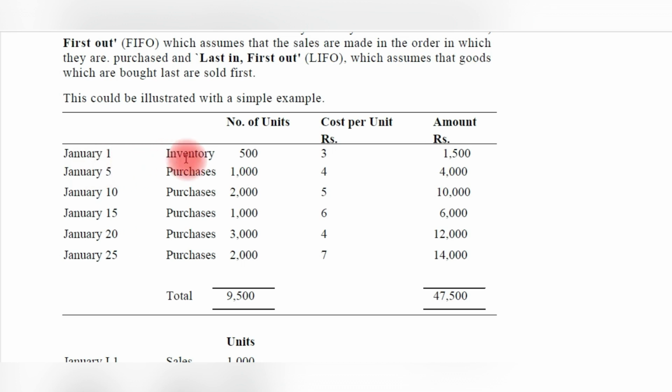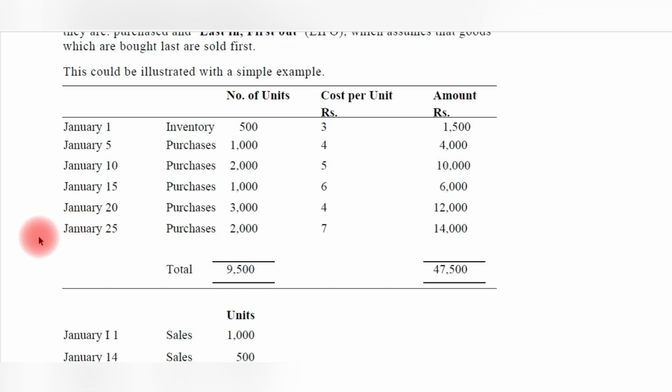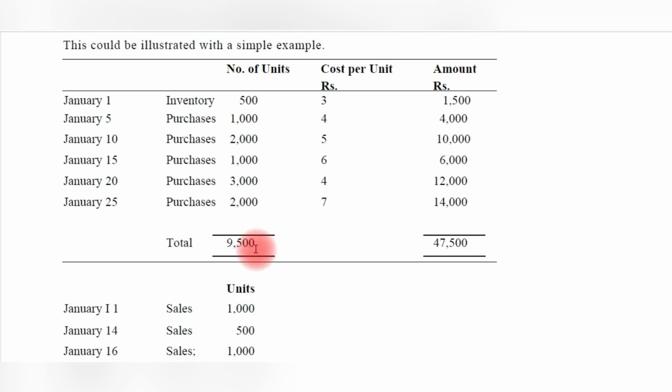On January 1, a business has bought an inventory of 500 goods, each costing 3 rupees. On January 5, purchases of 1000 goods were made, each costing 4 rupees. On January 10, 2000 units were purchased, each costing 5 rupees. Again, on January 15, another 1000 units were brought, each costing 6 rupees. On January 20, another 3000, each of 4 rupees. On January 25, another 2000, each of 7 rupees. Total 9500 units or 9500 goods were purchased, and their total value is 47,500.